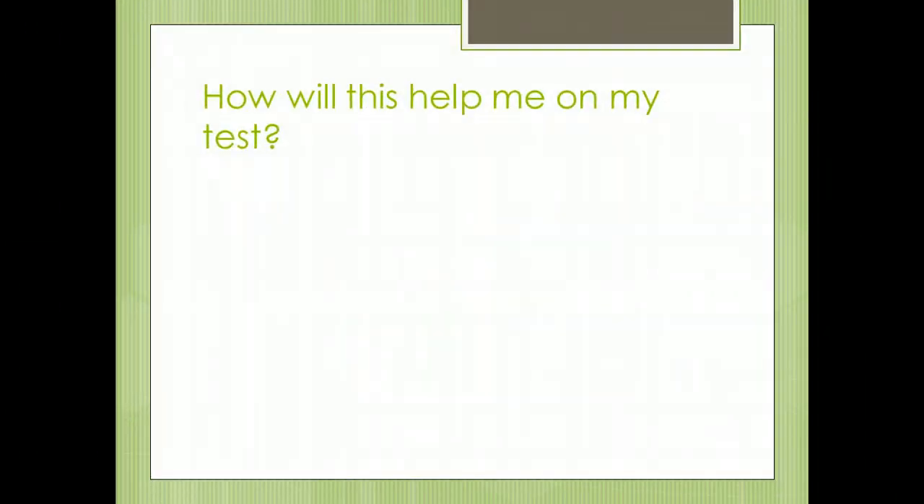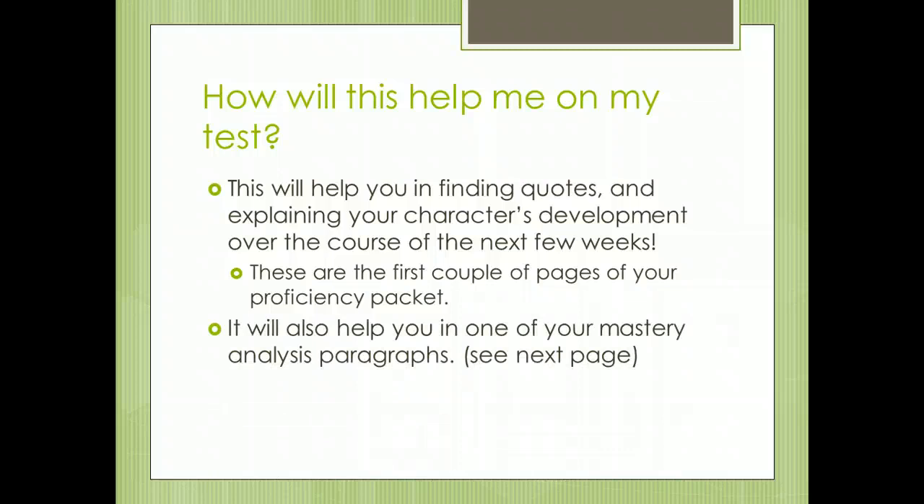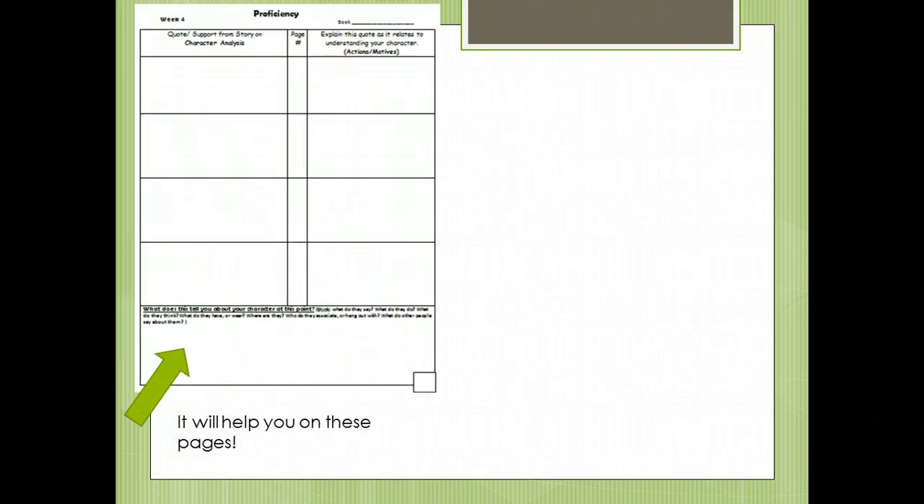Okay, so how does it help you to identify dynamic versus static characters and character traits in your proficiency? It will help you in finding quotes and explaining your character's development over the course of the next few weeks. These are the first couple of pages in your proficiency packet, and it will also help you in one of your mastery analysis paragraphs. So it's going to help you on these pages, the first 4 pages.